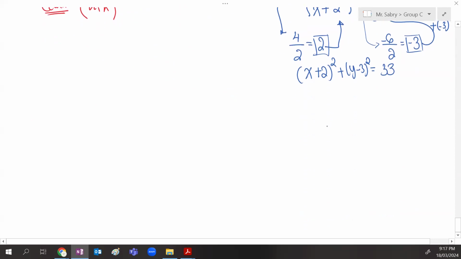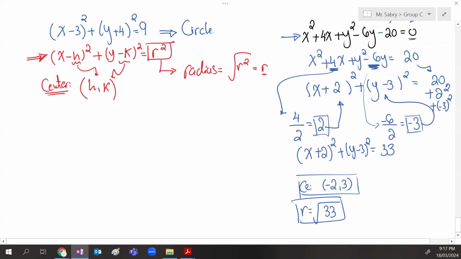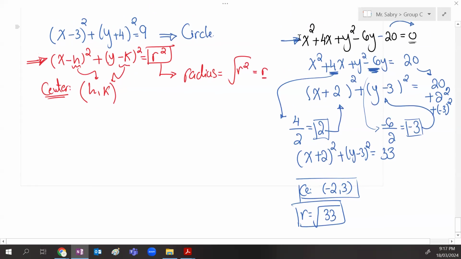So what does that mean? It means that the center is negative 2 and positive 3, with the opposite signs, and the radius is the square root of 33. That's the center, that's the radius of this function in the graph in black. Does that make sense?